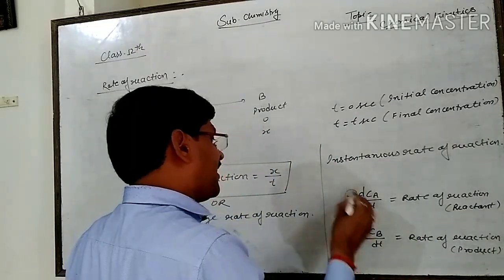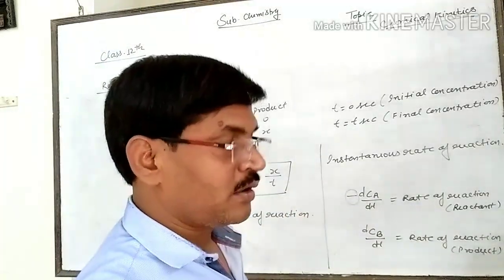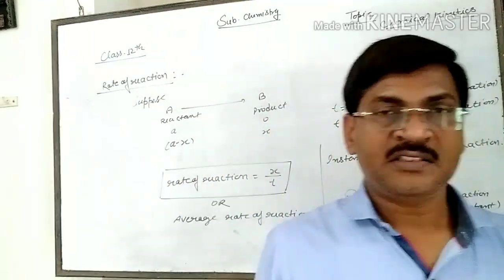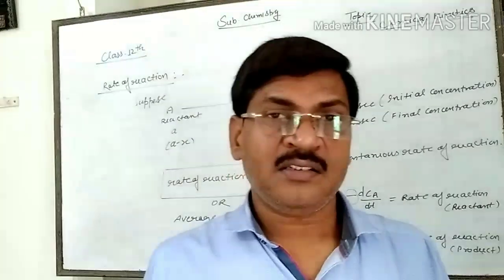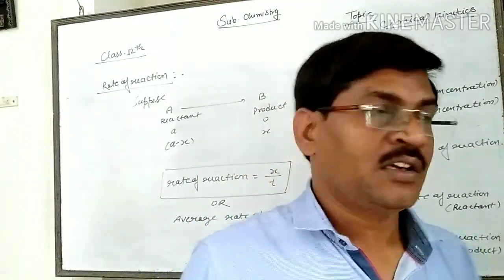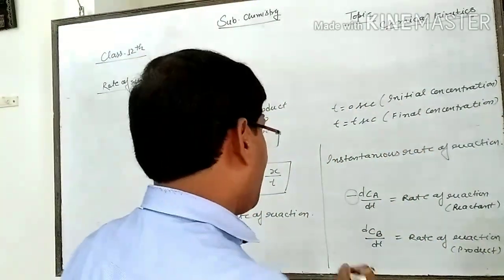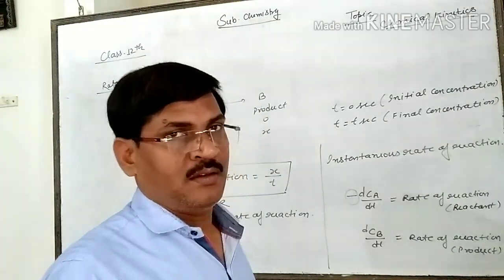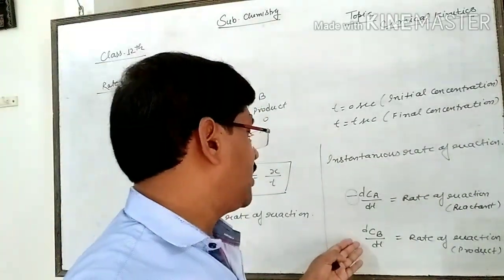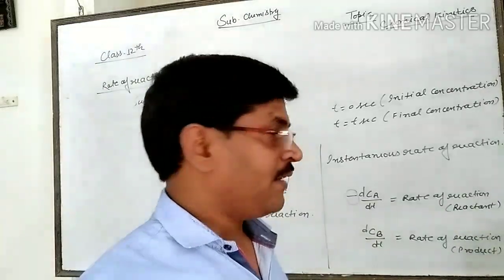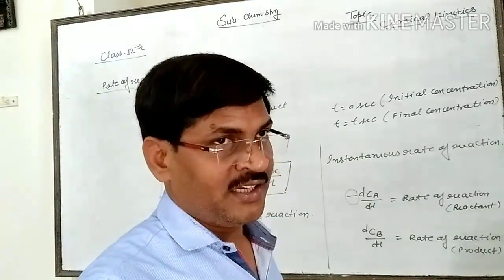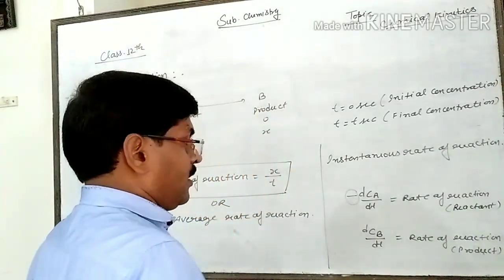Here, the negative sign indicates that the concentration of the reactant A changes and decreases. So the negative sign is here. But here there is no need to mention it. All of you already know there is a positive sign. It means that with respect to time, the concentration of the product increases. One thing more.